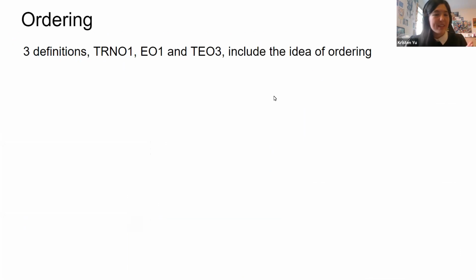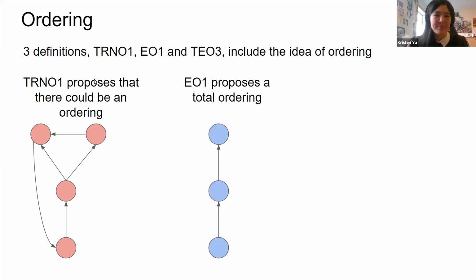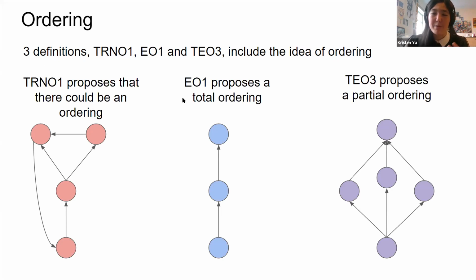Three definitions include the idea of ordering. The first definition proposes that there could be an ordering, but there is no specification of what kind of ordering it should be. The second definition proposes a total ordering, and the third definition proposes a partial ordering. I'm proposing we adopt the convention of partial ordering because it encompasses total ordering within it, but it is also specific enough to actually say what ordering it is.